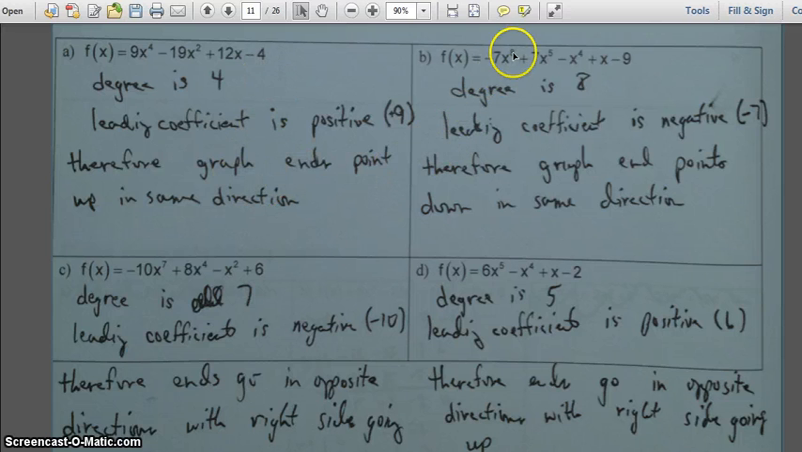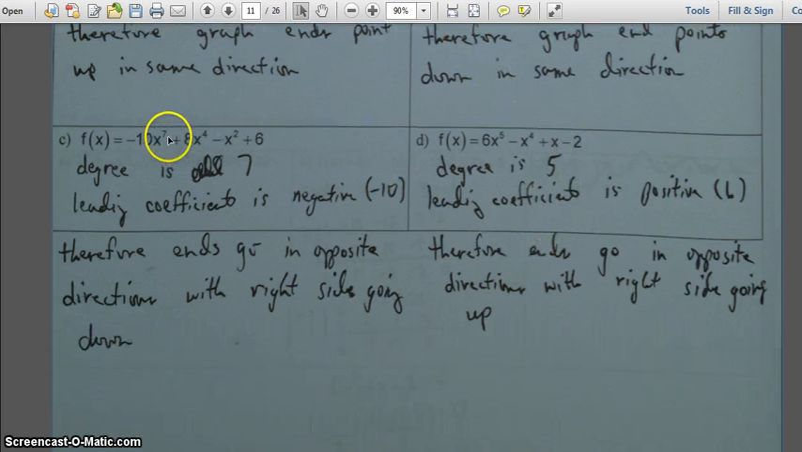Letter B, the degree is 8, the leading coefficient is negative. They're going to go in the same direction, but they're going to go down. Letter C, the degree is 7. They're going to go in opposite directions, and because my leading coefficient is negative, the right side is going to go down. My degree on letter D is 5. The leading coefficient is 6. The right side is going to go up, and the left side in the opposite direction.